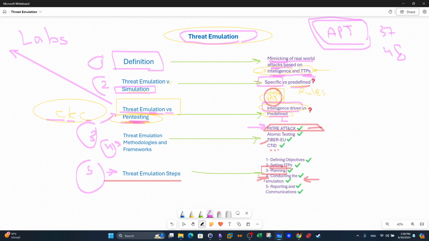Okay, now let's go over the frameworks. What are the frameworks and methodologies used in threat emulation? The first one is known by everyone. It is the MITRE ATT&CK.